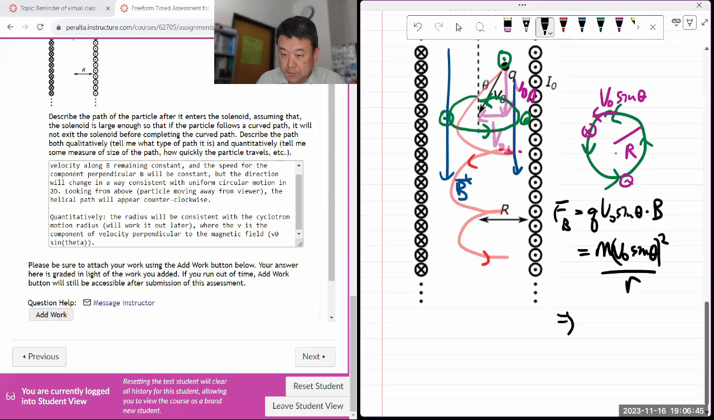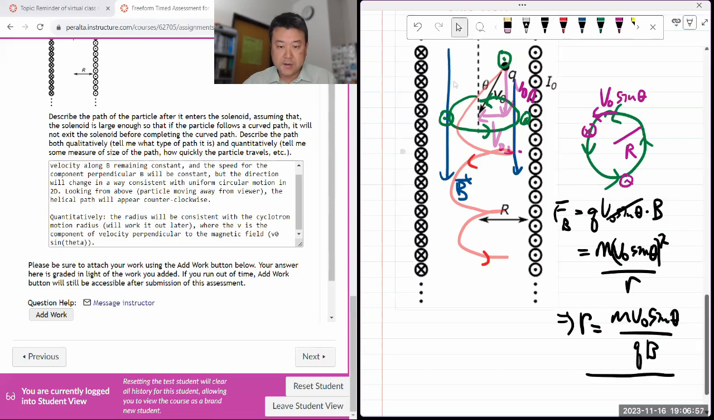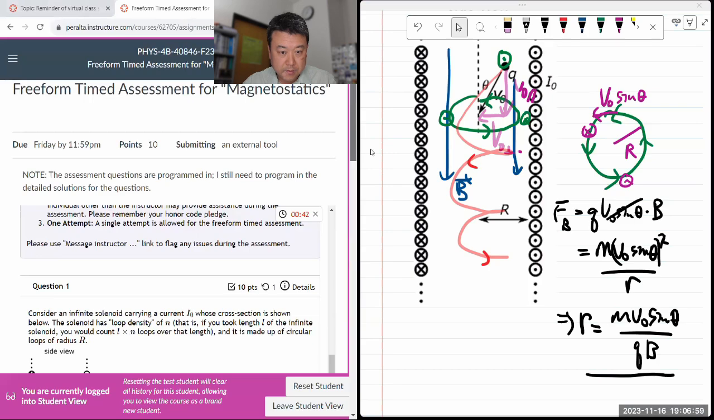So solving for R here, one factor of that cancels. It's m v naught sine theta over qB. That's R. Do I have time to type it in? Okay, yeah, I do.